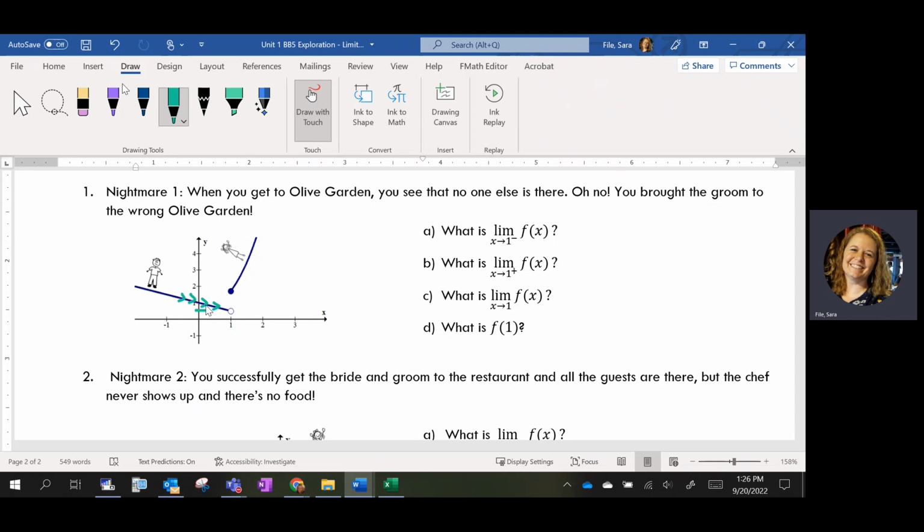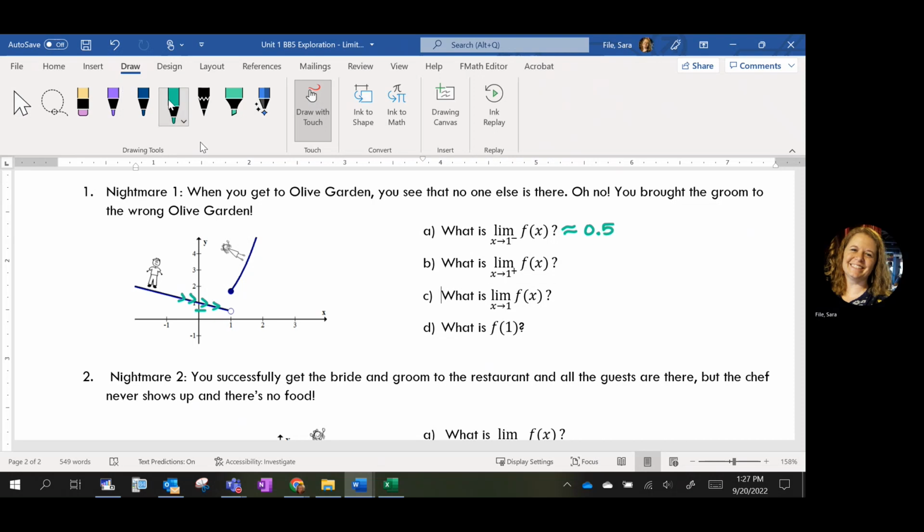As we're getting close, as x is getting closer and closer and closer to 1, from the left side, what's the y value going toward? I'd say about 0.5, yeah. If you were around there, that's okay. You didn't have to be exact.